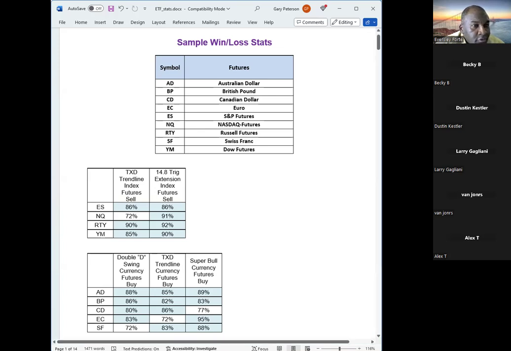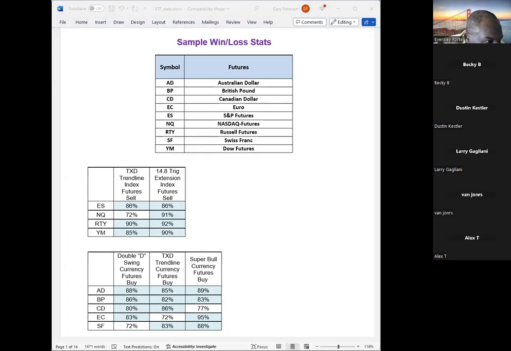Changing the share, that's kind of slow here. Okay, exit currency.